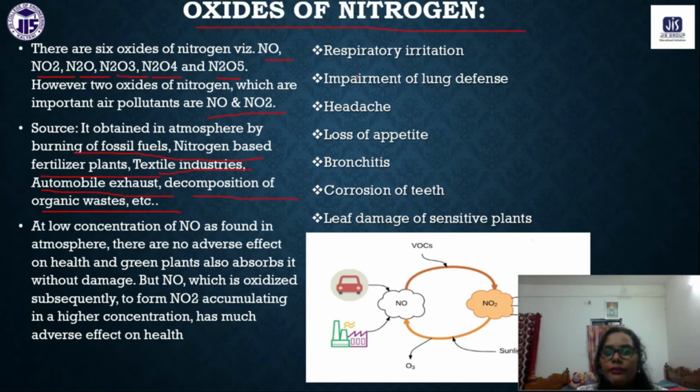So what are the effects? We have respiratory irritation, impairment of lung defense, headache, loss of appetite, bronchitis, and we can have corrosion of teeth. So these are some of the harmful effects that we have, which are related to nitrogen oxide.